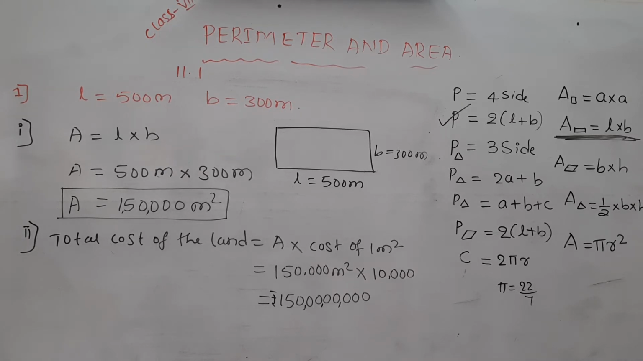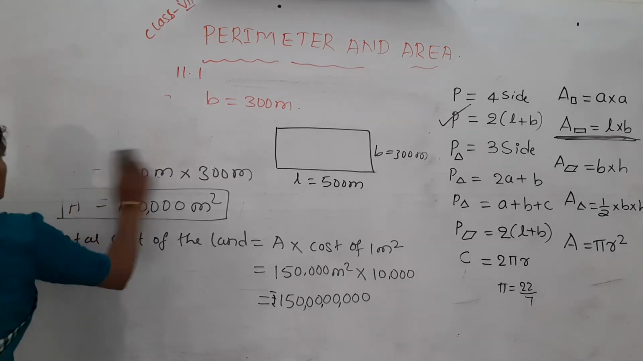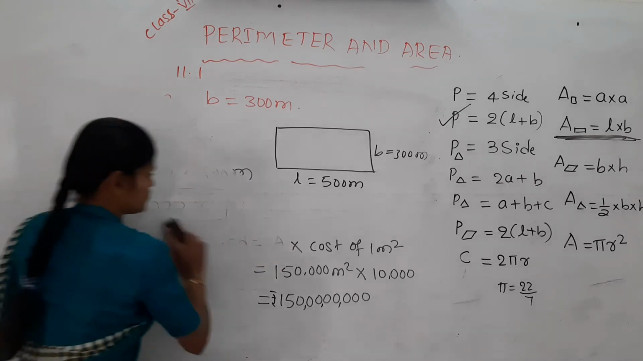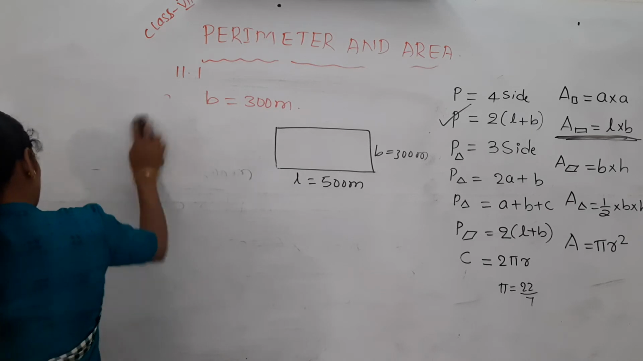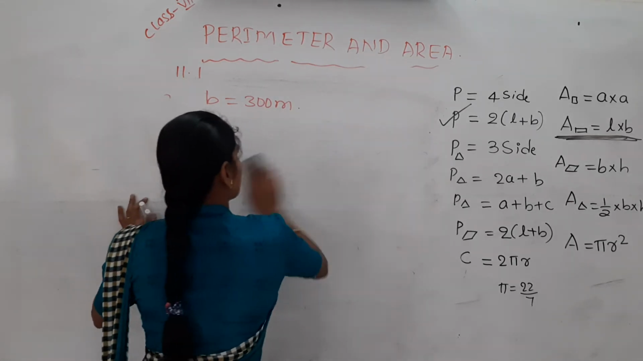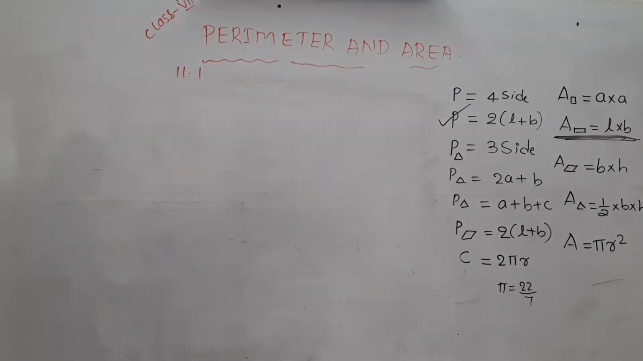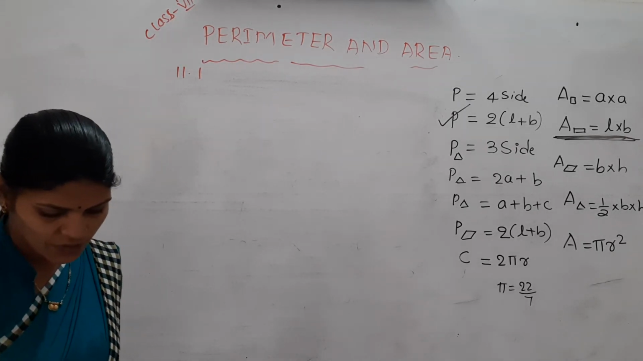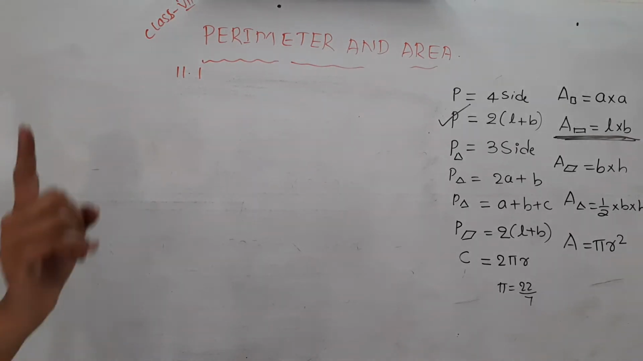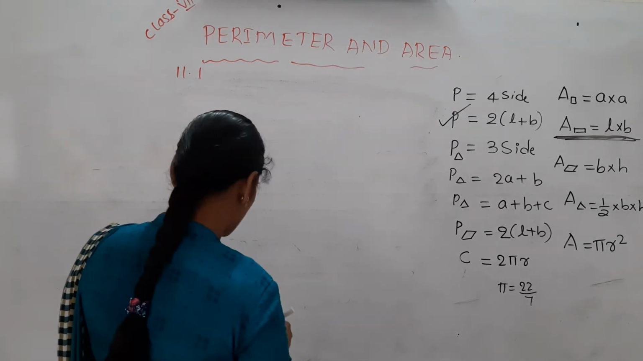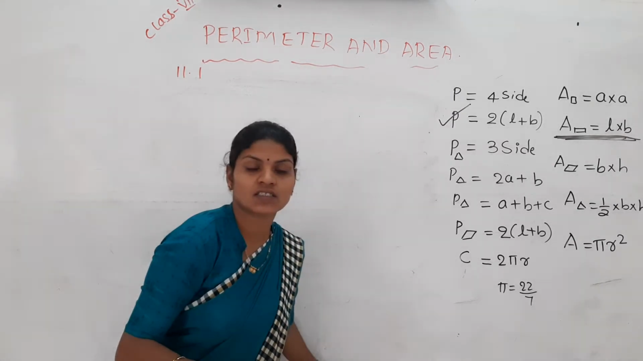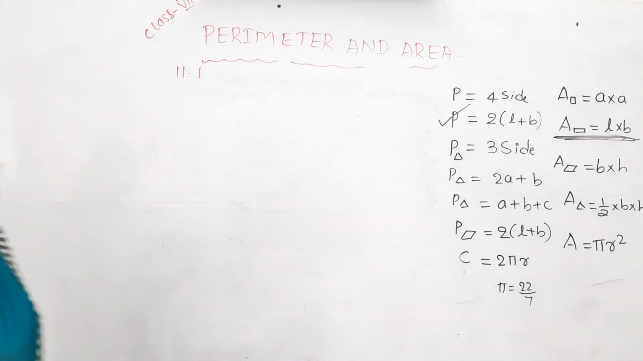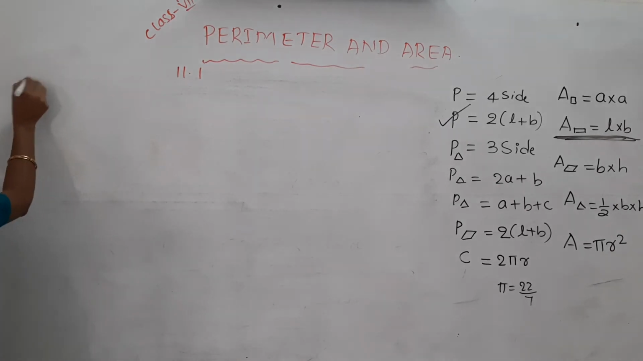Shall we go to the next question here? What is the next question? Second question. Find the area of a square whose perimeter is 320 meter. It is a very interesting question. Find the area of a square whose perimeter is 320 meter. Second one, very interesting.